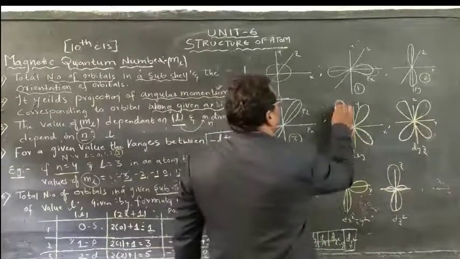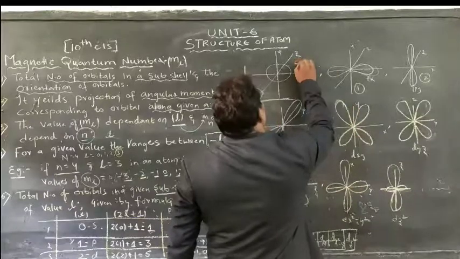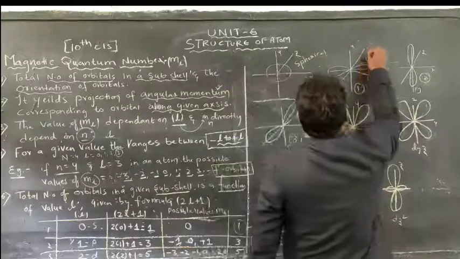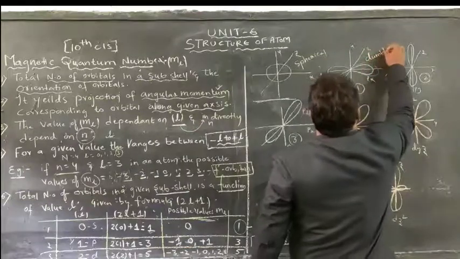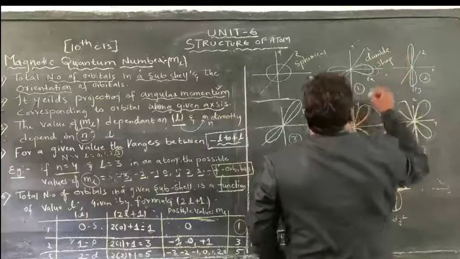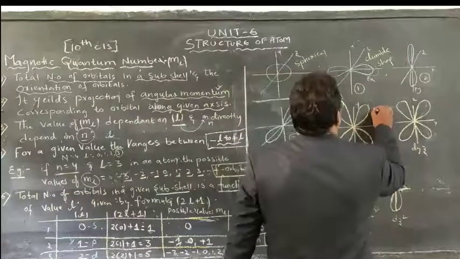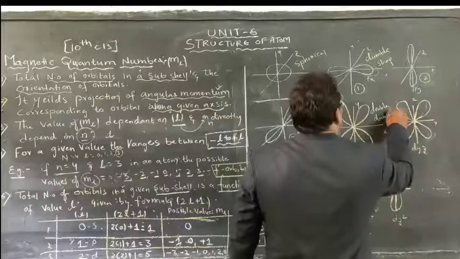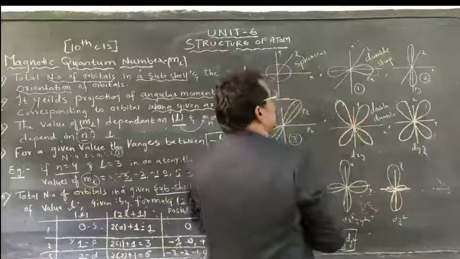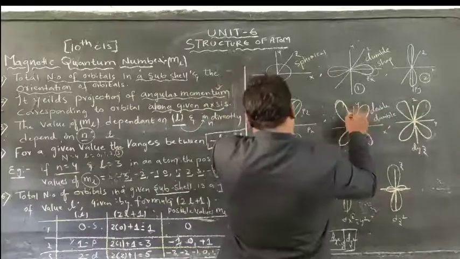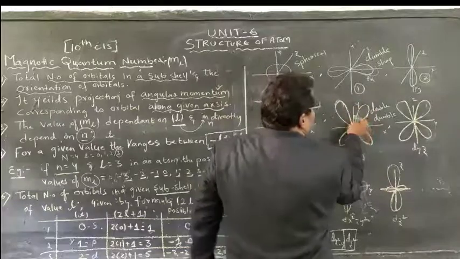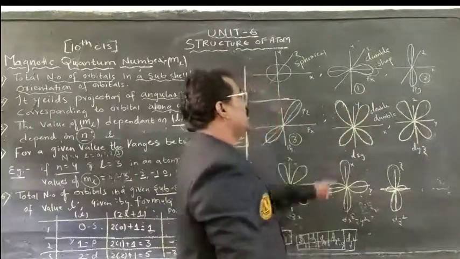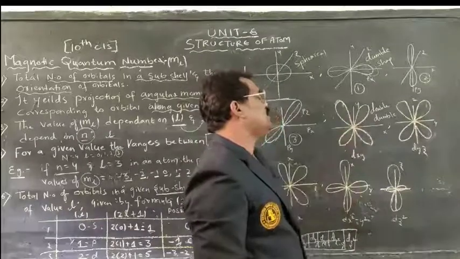The xy orbital is of double dumbbell shape. The S orbital is spherical in shape, the P orbital is dumbbell shape, and here it is double dumbbell shape. Therefore, 2 dumbbells exist within the xy plane. These orbitals do not lie on the axis; they exist in between the axes. In this way, it exists in the xy plane.